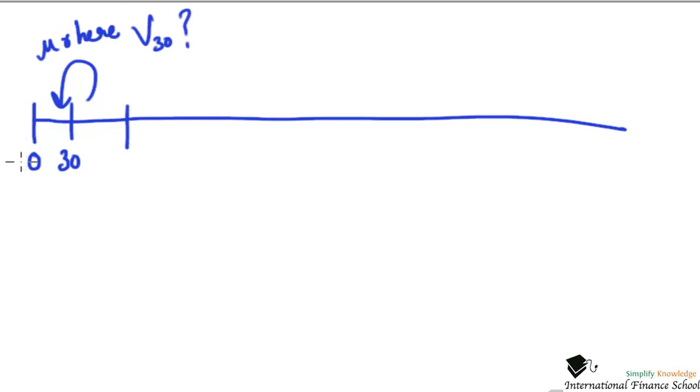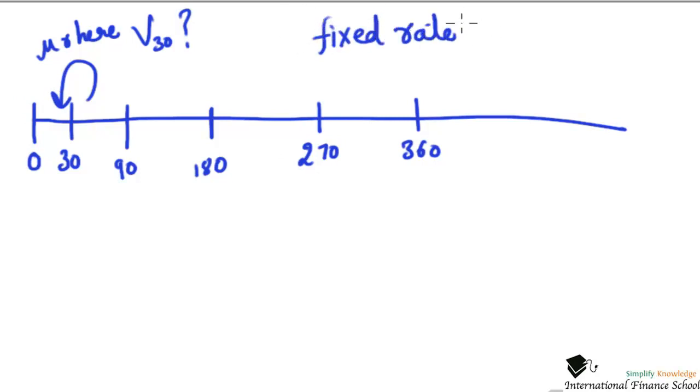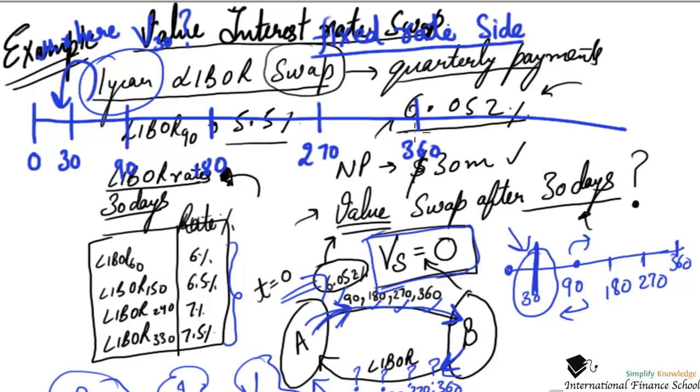You know that after every quarter, that means at 90, 180, 270, and finally 360, at every quarter there will be an exchange of fixed with a floating payment. Now let's look from the fixed rate side first. The guy who is paying the fixed rate, let's see what is happening to him. If I go back and look at the values, he has to make a quarterly payment at 6.052%.